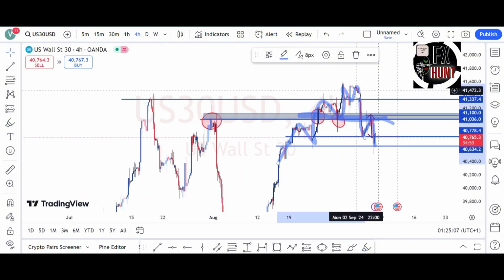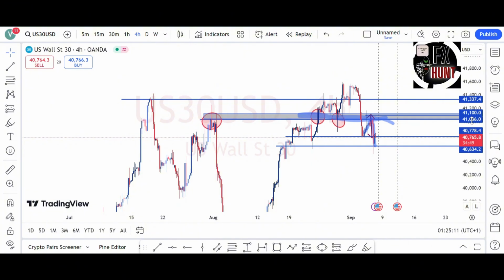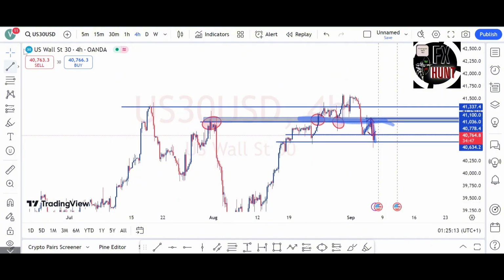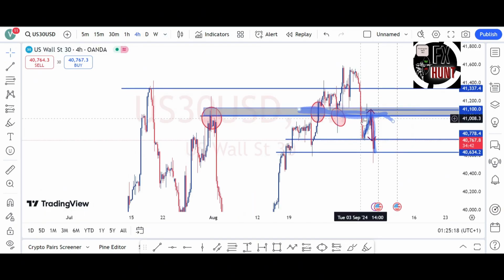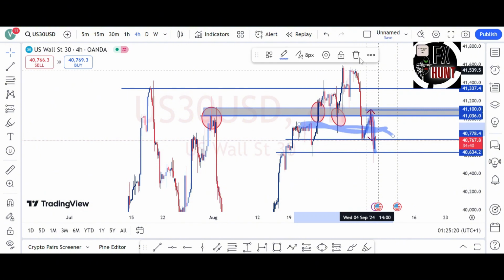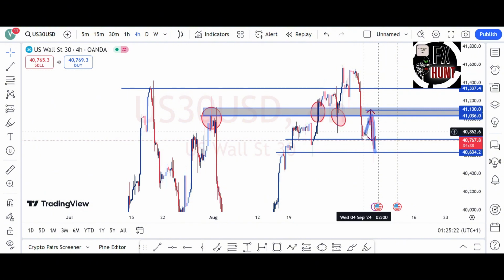So this is the movement and the change of structure on the 4 hour time frame. Overall, I explained yesterday that we are on a downtrend. We were expecting the retest yesterday, and price played out as expected.